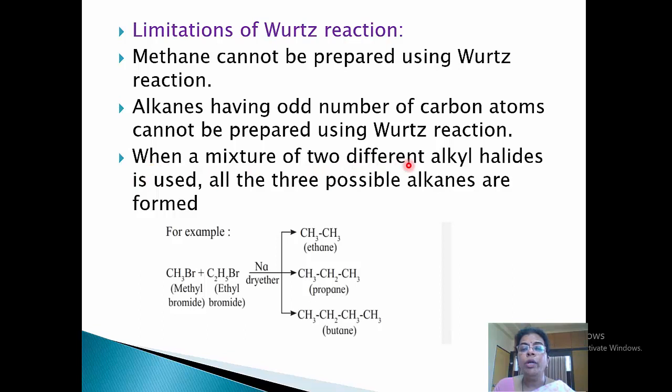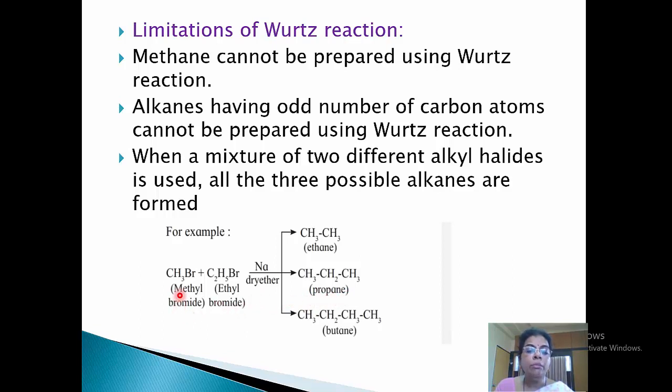When a mixture of two different alkyl halides is used, all three possible alkanes are formed. For example, we have to prepare propane. Now in propane there are CH3, CH2, CH3, that is 3 carbon atoms. Now we have to use two different alkyl halides, that is CH3Br and C2H5Br, that is CH3CH2Br, methyl bromide and ethyl bromide. Now what happens when this methyl bromide is treated with this ethyl bromide in presence of sodium metal and dry ether, we will get propane, that is CH3CH2CH3.